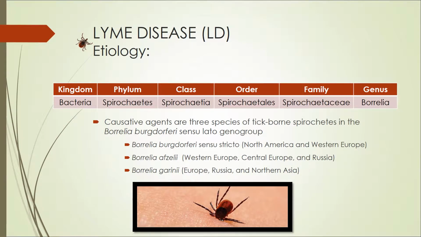What is Lyme disease? Lyme disease is a bacteria caused by tick-borne spirochetes that belong to the Borrelia burgdorferi sensu lato genogroup. There are 3 different species: Borrelia burgdorferi sensu stricto, which is in North America and Western Europe; Borrelia afzelii, which is in Western Europe, Central Europe, and Russia; and Borrelia garinii, which is in Europe, Russia, and Northern Asia. For the purposes of this presentation, we will focus on Borrelia burgdorferi.